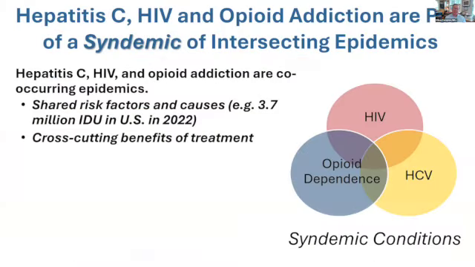As we think about the issues related to hepatitis C, it's important to recognize that it's not all by itself, but hepatitis C is part of a constellation of intersecting epidemics or syndemics. And in particular, we think about how they overlap with HIV infection, with opioid dependence, fundamentally because of the high-risk behavior that occurs when injection equipment is shared among individuals using drugs intravenously or by other forms of injection. Recent estimates have reminded us that this is not a small problem in the U.S., with some 3.7 million injection drug users in the U.S. in the most recent estimates.